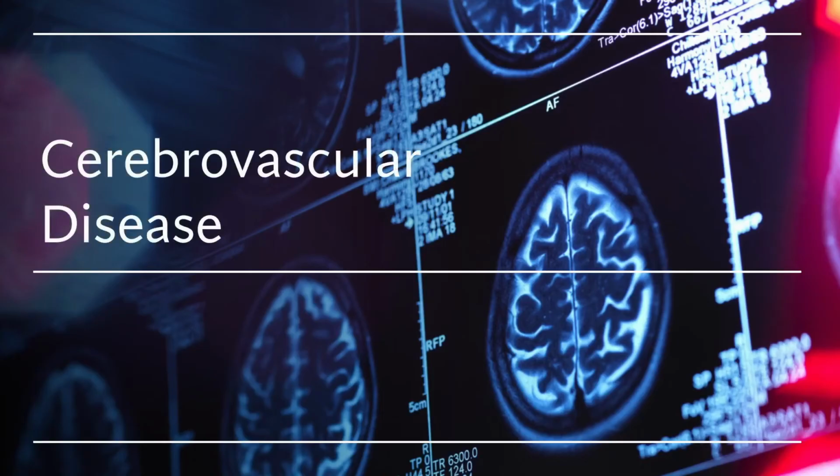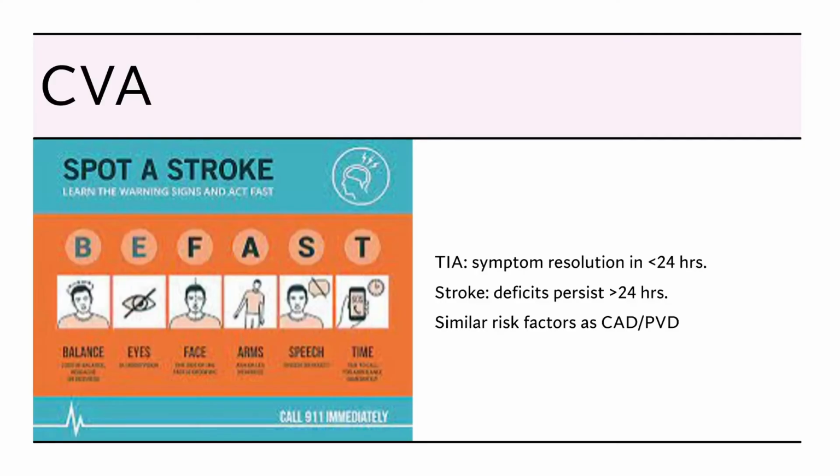Okay, now we're on to cerebrovascular disease. So what is a CVA? Well, it's a stroke. It can also be a TIA, a transient ischemic attack. If symptom resolution is less than 24 hours, it's a TIA. If it's more than 24 hours, it's a stroke.